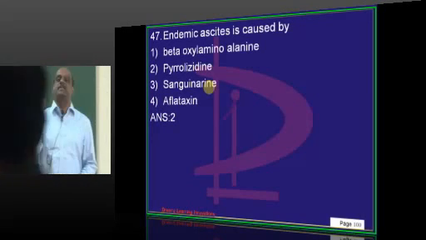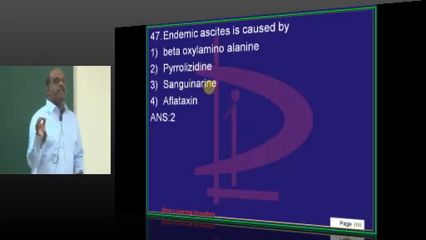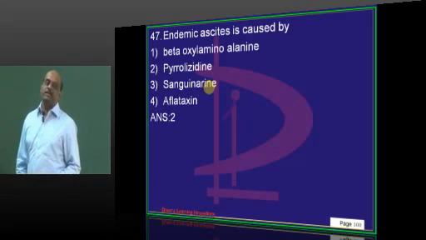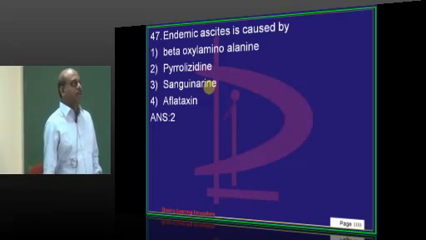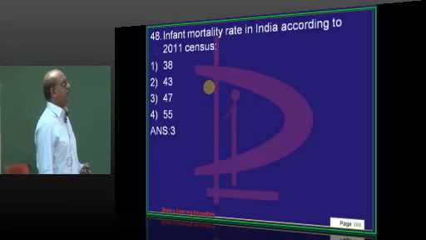Endemic ascites is because of pyrrolizidine, endemic ascites, lathyrism, all these things you need to be quite sure, doc.